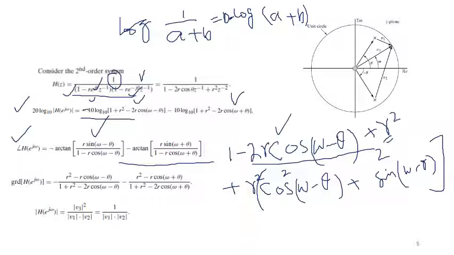Again, group delay is just the minus derivative of the phase with respect to frequency. So this is what we get for the group delay. This is the expression.